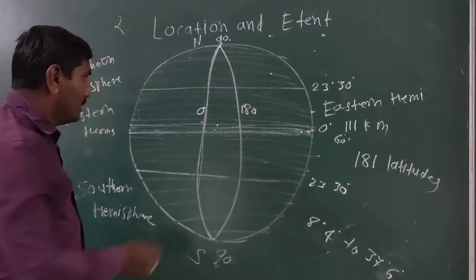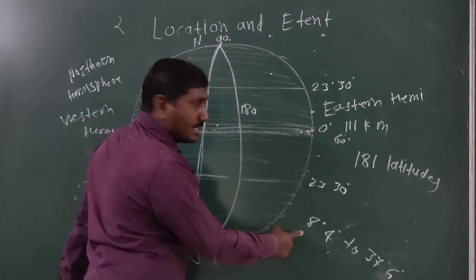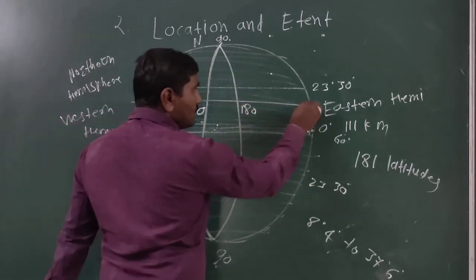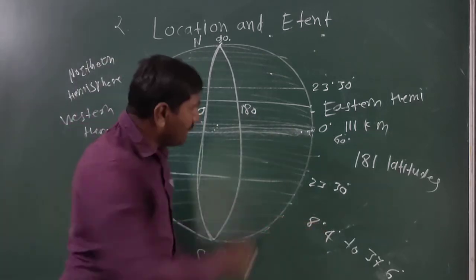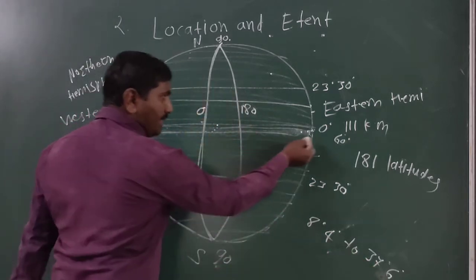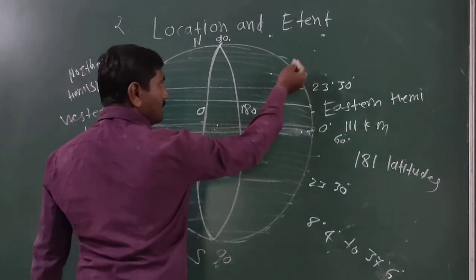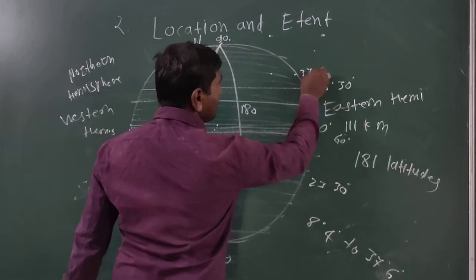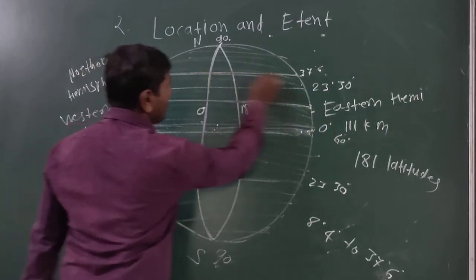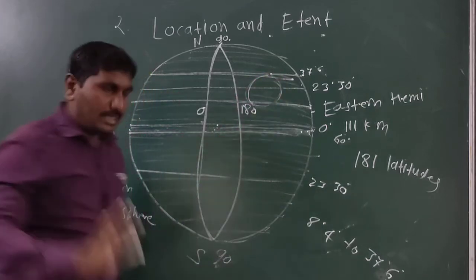Now we will see on the globe. This is 0 degree, then upside, northern side, we have to count 8 degrees. 1, 2, 3, 4, 5, 6, 7, 8. 8 lines we have to count. So this is the 8 degree. And from 8 degree, 4 minutes, slightly upside. Then 37 degree. From here we have to count 37 degrees 6 minutes. 8, 9, 10, 11, 13, 14, 15, like that. We have here 37 degrees 6 minutes. So between these two lines, our India is here. This is the latitudinal extent.